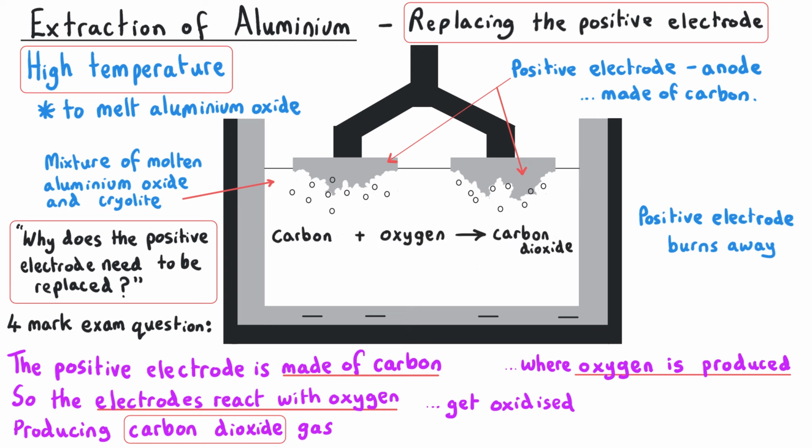And that equation would have carbon, which has come from the electrode, reacting with oxygen that formed at the electrode, and turning into carbon dioxide gas. Or you could even write that as a symbol equation with C for carbon, reacting with the oxygen that was forming and turning into carbon dioxide gas. And as a result of that, the electrode would be almost literally burning away during the process.